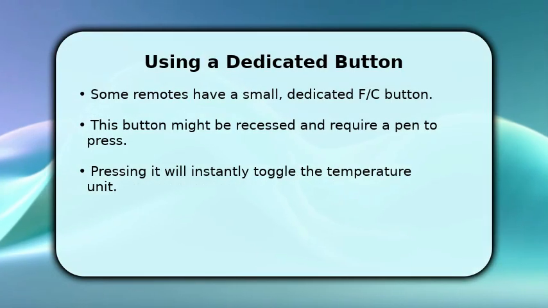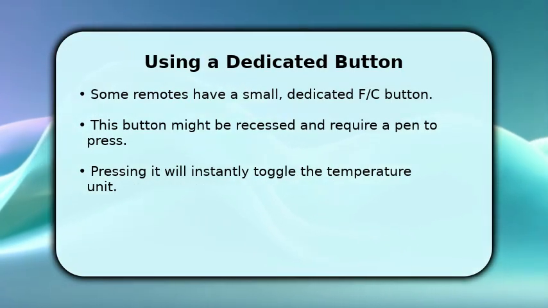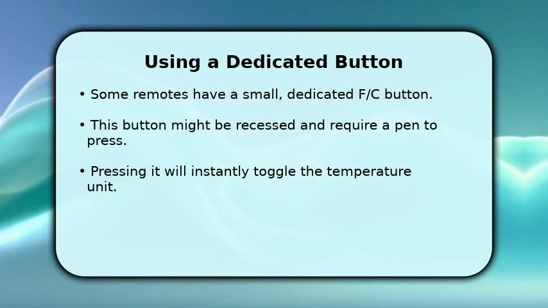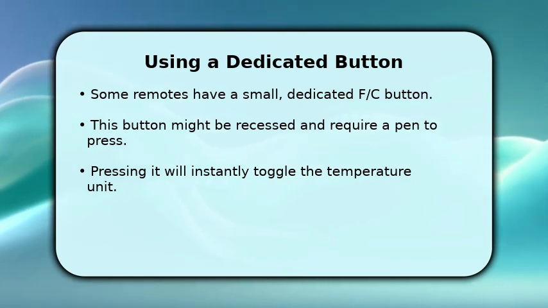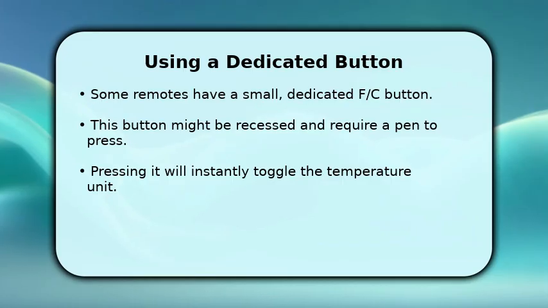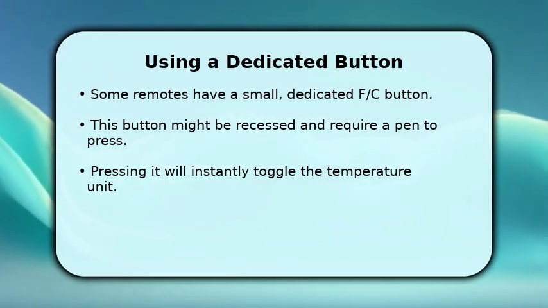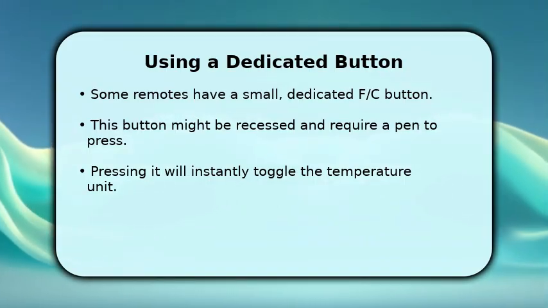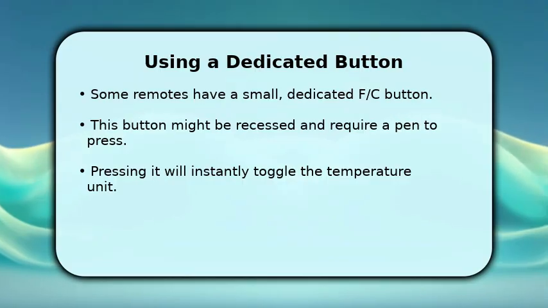For some air conditioner remotes, you might find a small, dedicated button specifically for changing temperature units. This button is often labeled F/C or has a similar indicator. Sometimes, it's a recessed button, meaning you'll need a small pointed object, like a pen or a paperclip, to press it. A single press of this button should immediately switch the display between Fahrenheit and Celsius, making it very straightforward.